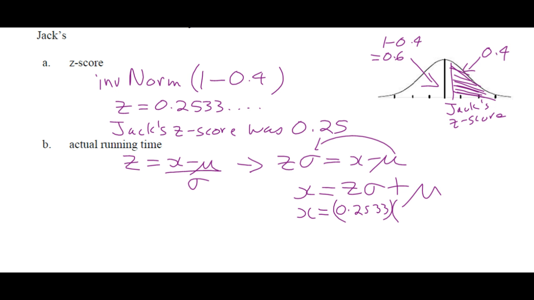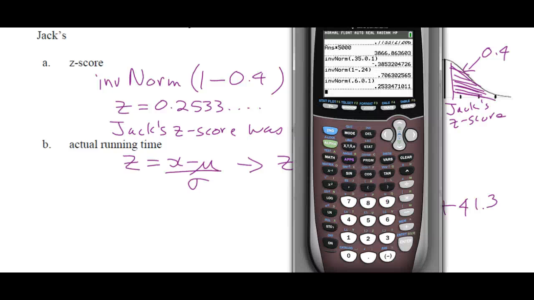0.2533 times sigma. Now sigma, that's the standard deviation that they gave us way back when. And that sigma for men was, wait a sec, yeah, sigma for men was 3.2, plus mu, and the mean for men was 41.3. These numbers come from the page back, in the original calculation.